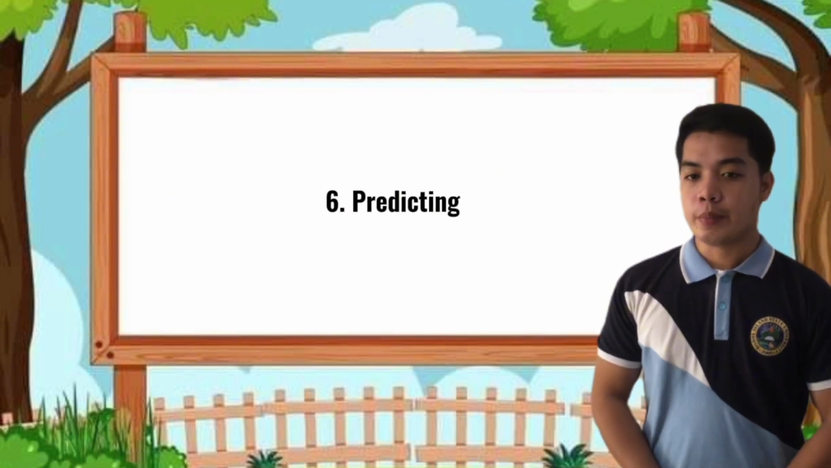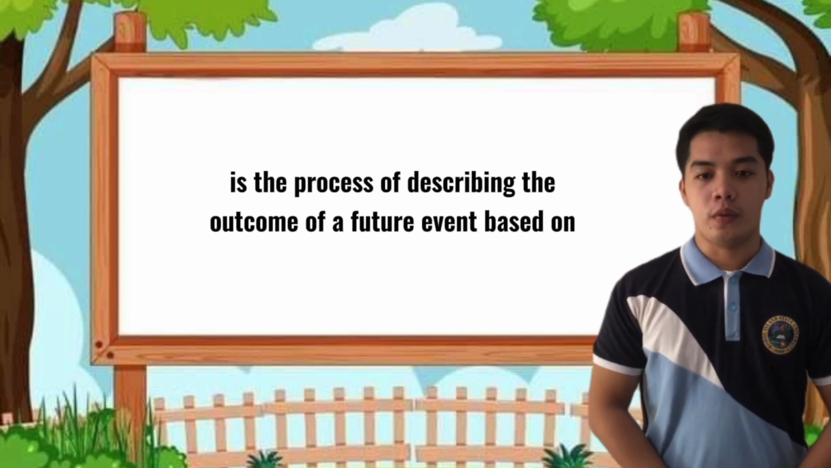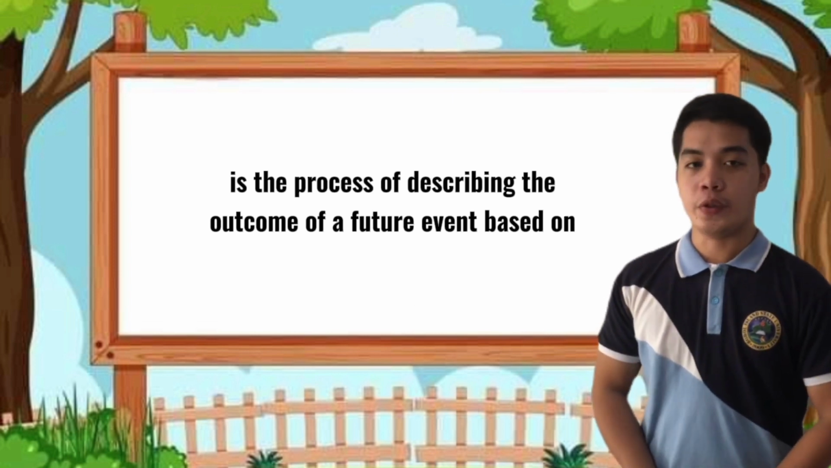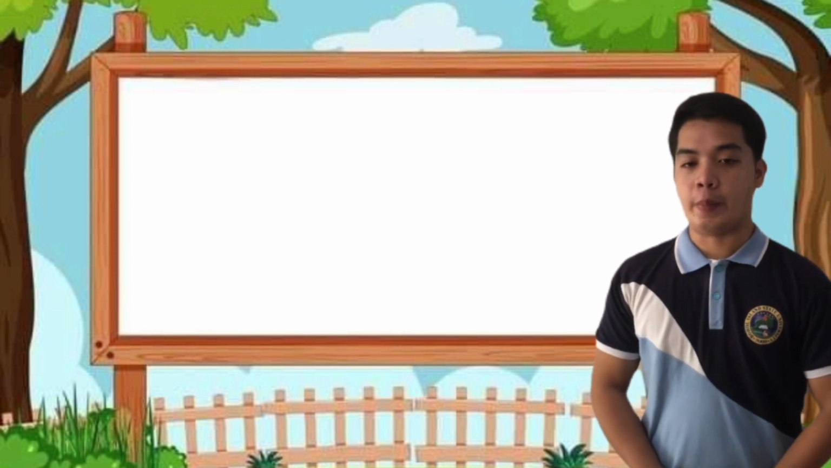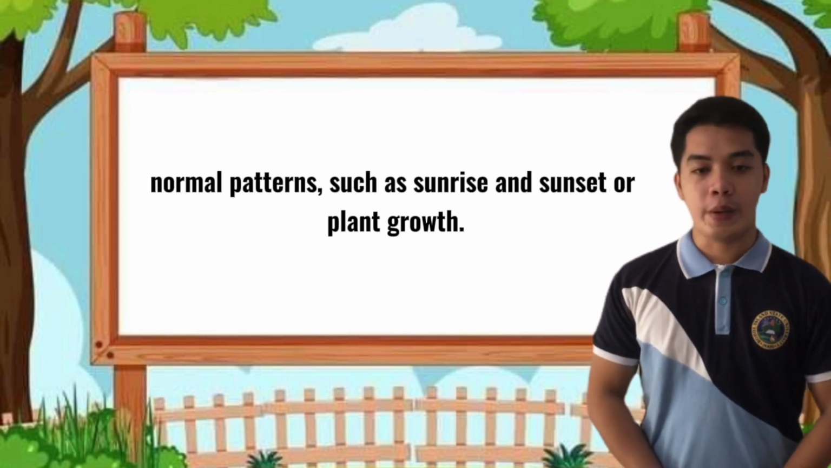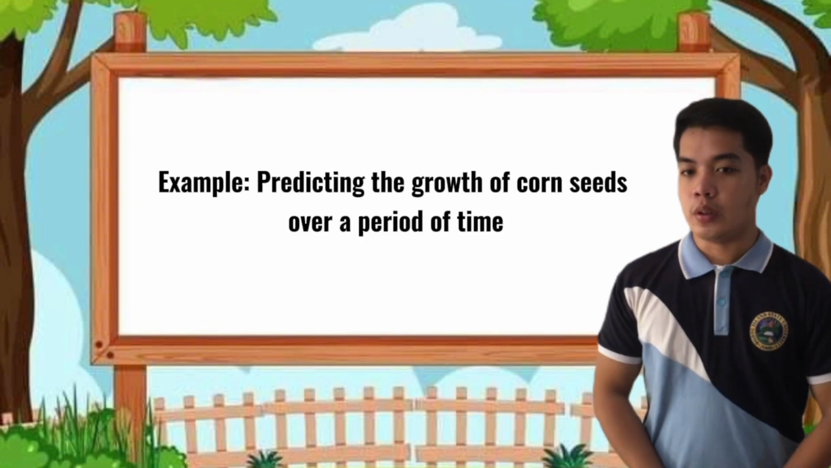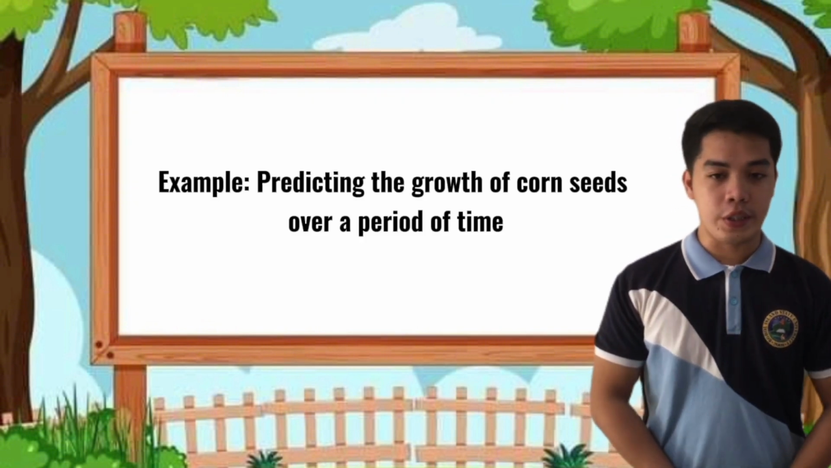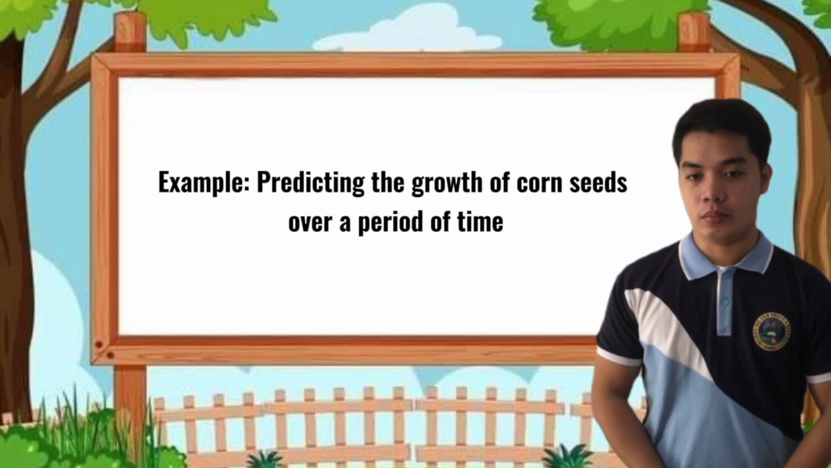Sixth, predicting is the process of describing the outcome of a future event based on normal patterns, such as sunrise, sunsets, or plant growth. Example, predicting the growth of corn seeds over a period of time.